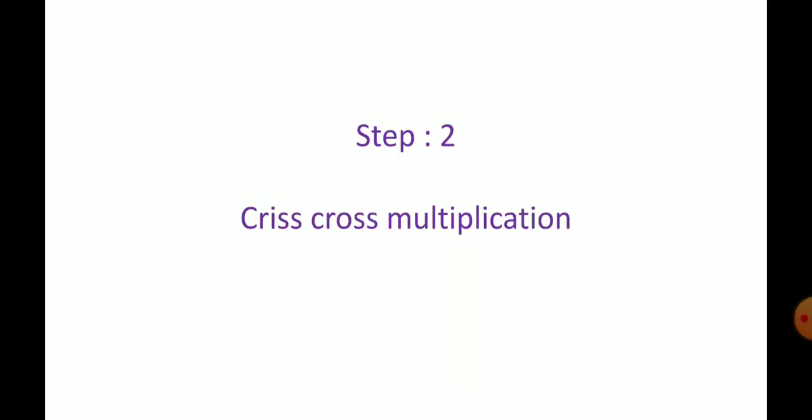Step number 2 is criss-cross multiplication. This I will explain to you, how to do this. Okay. So what is step number 2? Criss-cross multiplication.